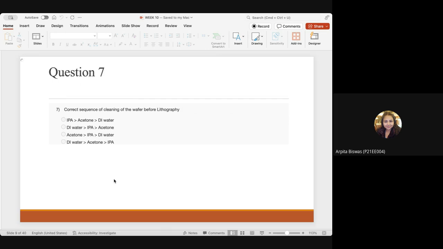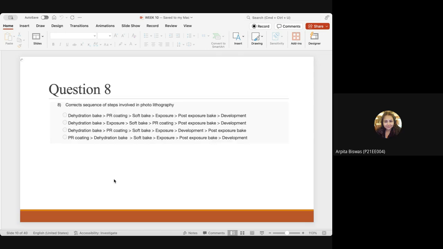So this is the question number seven: correct sequence of cleaning the wafer before the lithography. So here are the options. Please try to solve the question. Option C, ma'am. Yes, option C is the right option: acetone, IPA, then DI water. So this is the question number eight: correct sequence of the steps involved in photolithography. So please go through the options and try to find out the right option.